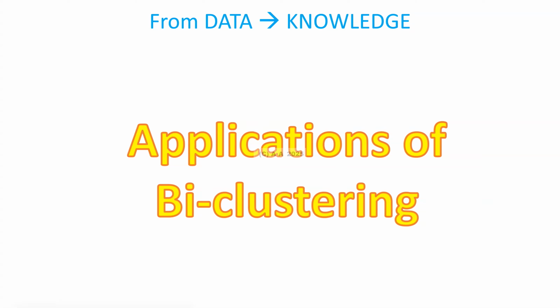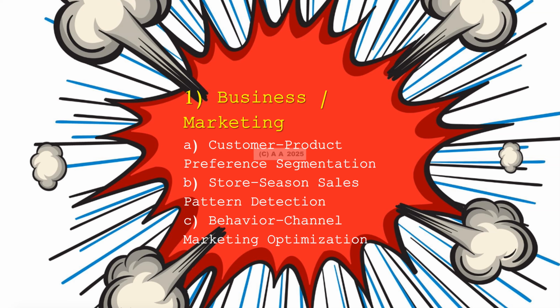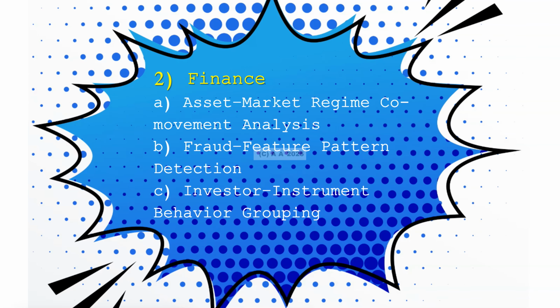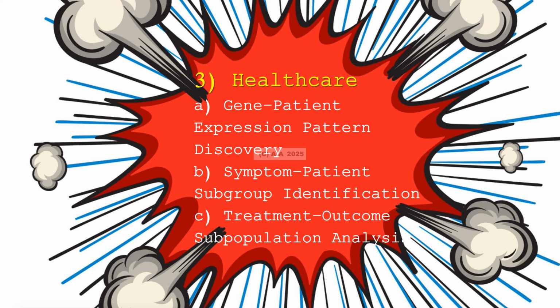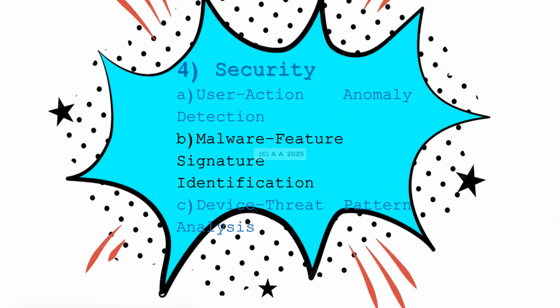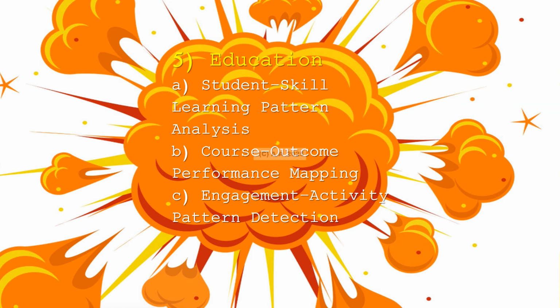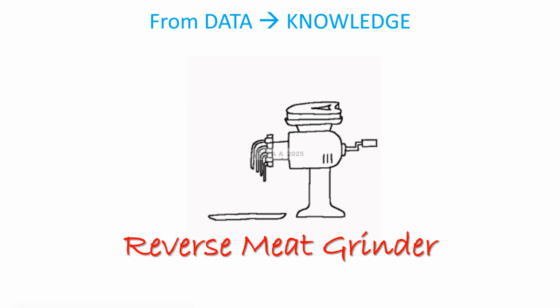So what are the applications of biclustering? Diverse domains: applications in business, marketing, finance, healthcare, security, education, and the list goes on. So the need to tap this is there. But as I said, we need a reverse meat grinder, a meat grinder which converts the steak back into where the steak came from. That's a difficult problem. Not only a difficult problem, but it's a challenging problem.